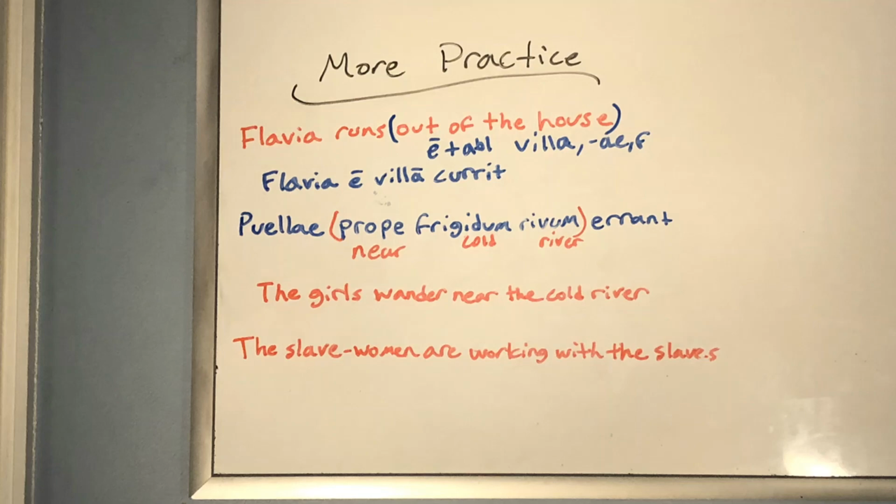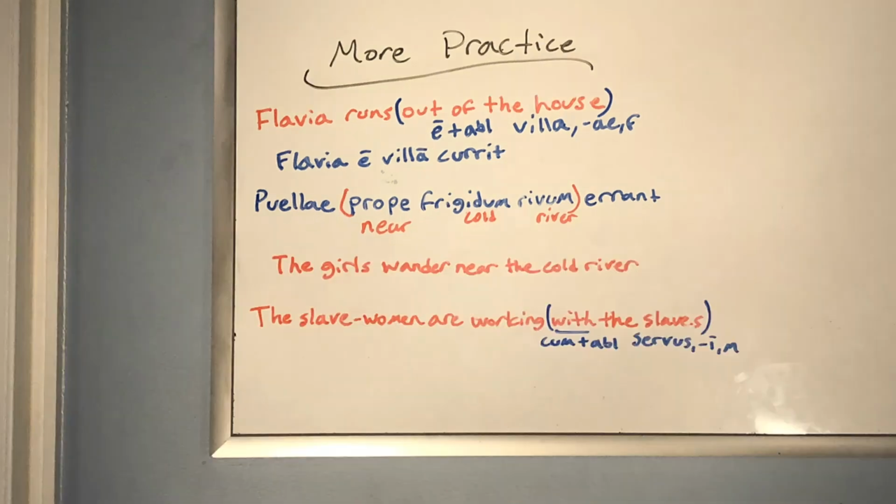The last sentence that I have here, the slave women are working with the slaves. Here, I promise you, I put the verb, so don't worry. I bracketed out, once again, the prepositional phrase. With can be translated into Latin as cum. Cum is the C in SID space, so our noun will have to be in the ablative.